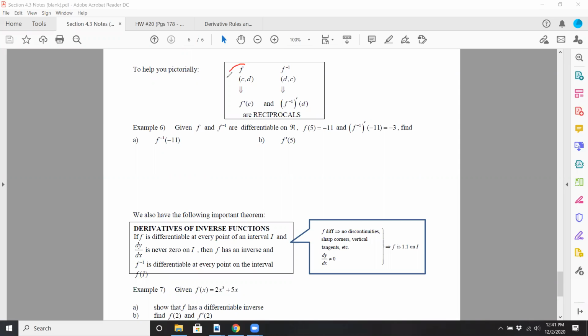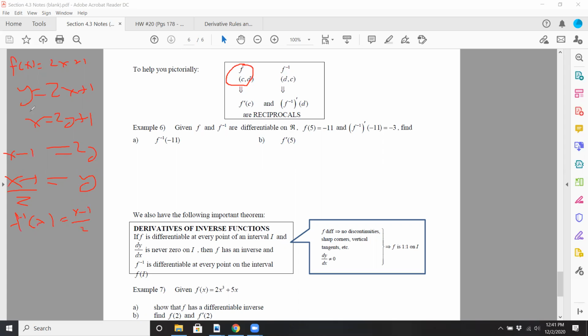So let's say your original function has the point c comma d. And again, let's take a look at another type of function. Let's say y equals 2x plus 1. So f of x equals 2x plus 1. So I replace f of x with y. But then to do the inverse, you have to swap x and y, and then you have to isolate y. So y is x minus 1 over 2. So that's going to be your inverse now, x minus 1 over 2.